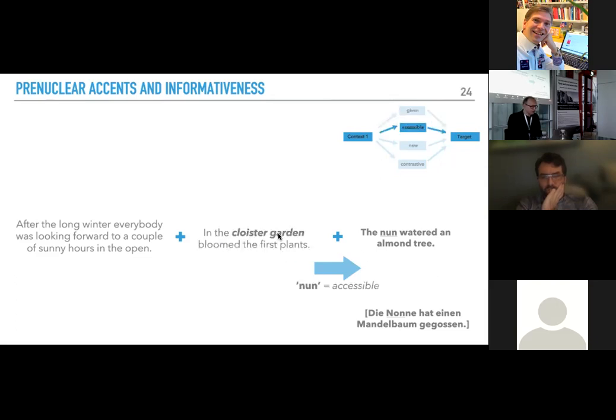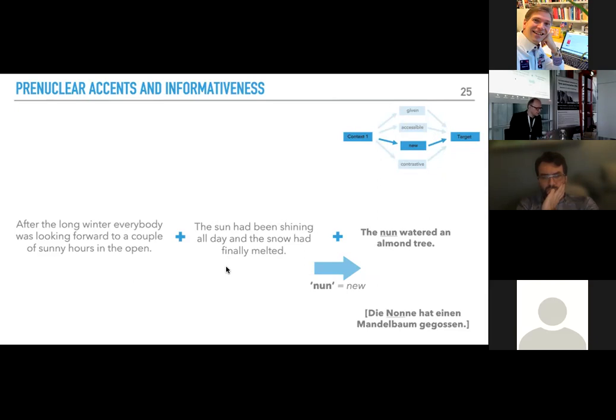In the second condition, the nun is made accessible due to the cloister garden scenario. So we would expect here that a low accent on nun would be most appropriate. In the new condition, the target word is not derivable from the context. The context sentence is: the sun had been shining all day and the snow had finally melted. So nothing that we can derive the nun from.